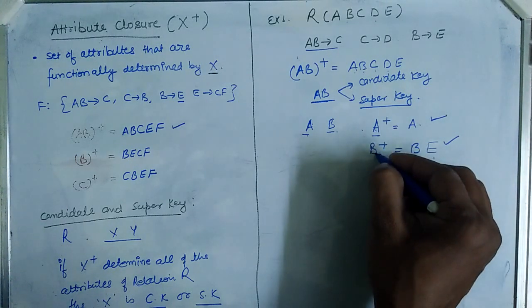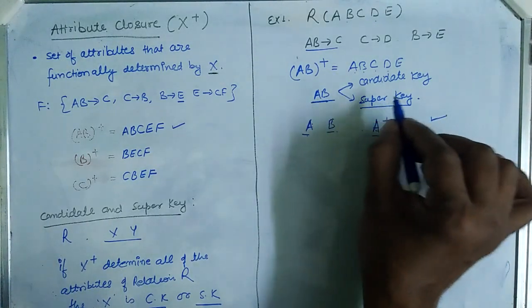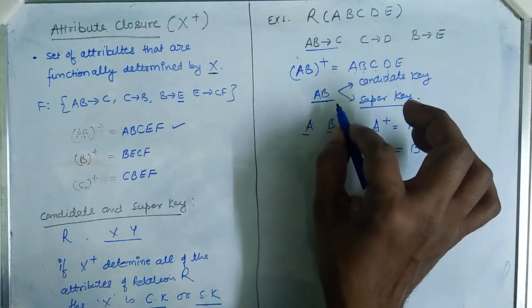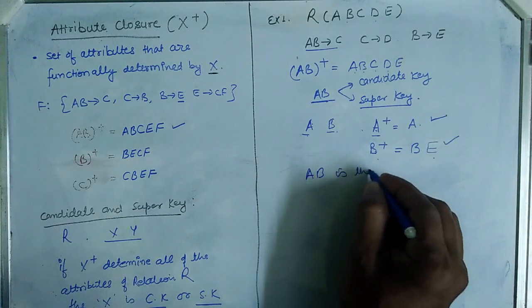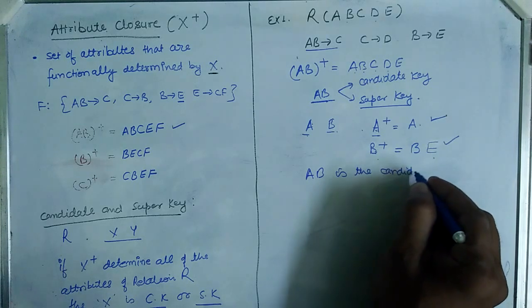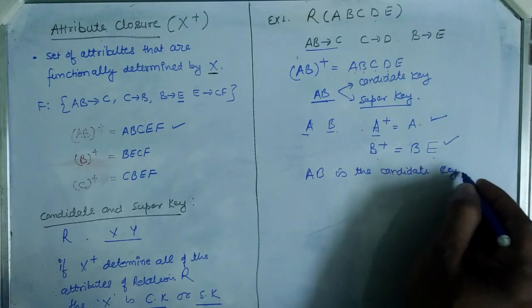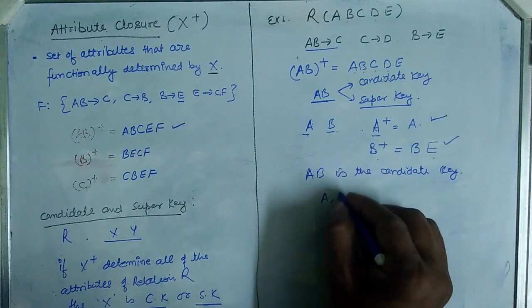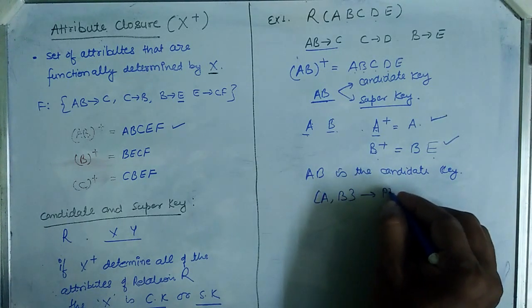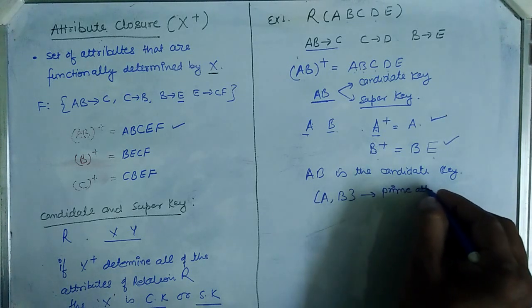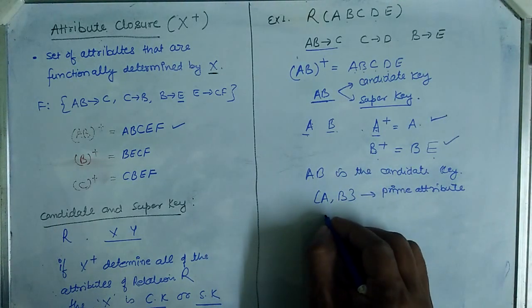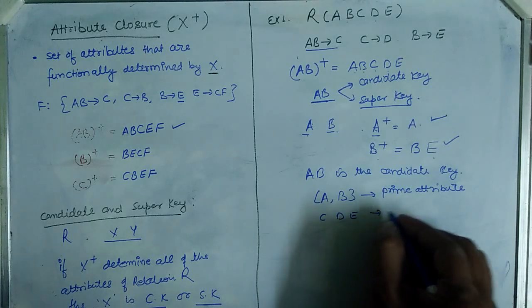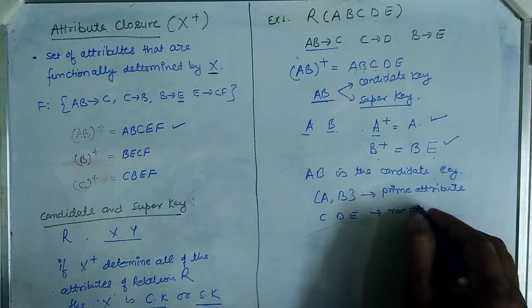So these A and B are not the candidate key. If A and B is not a candidate key, it means AB is not a super key, and this leads to the conclusion that AB is the candidate key for the relation. And if AB is a candidate key, then A and B attributes are treated as prime attributes. And other attributes like C, D, and E are called non-prime attributes.